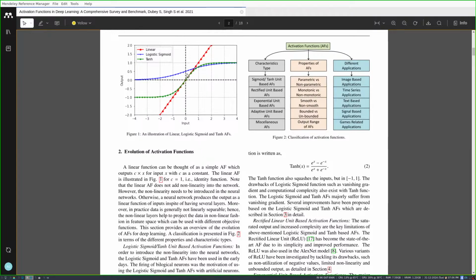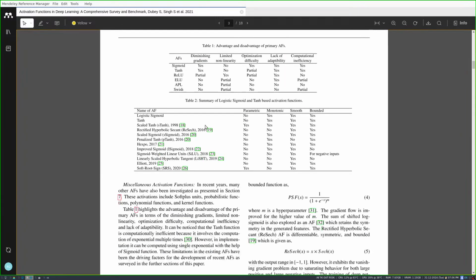Linear, logistic, and tanh function. Logistic and tanh. Okay. Classification of activation, characteristic type, properties of activation, different applications. Oh, different ways in which we can classify activation functions, huh?